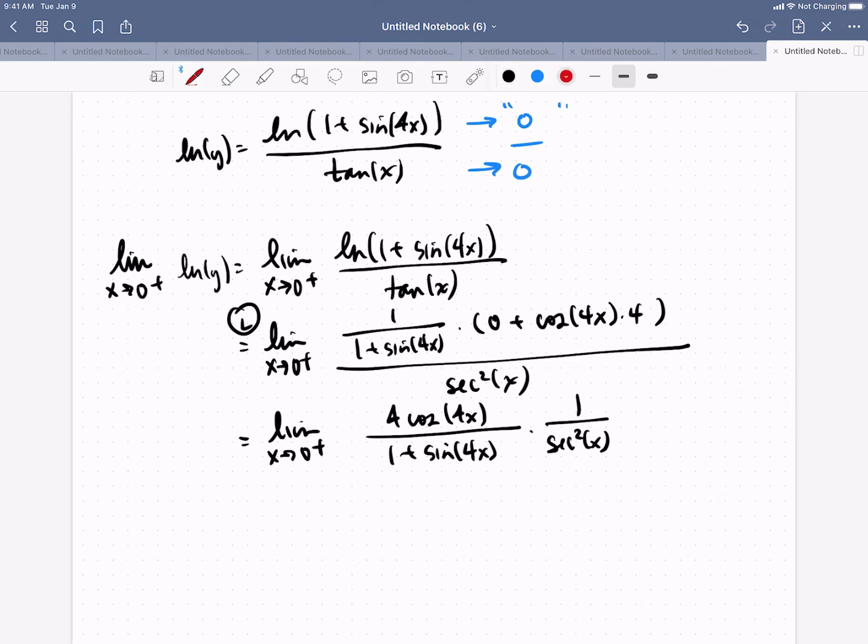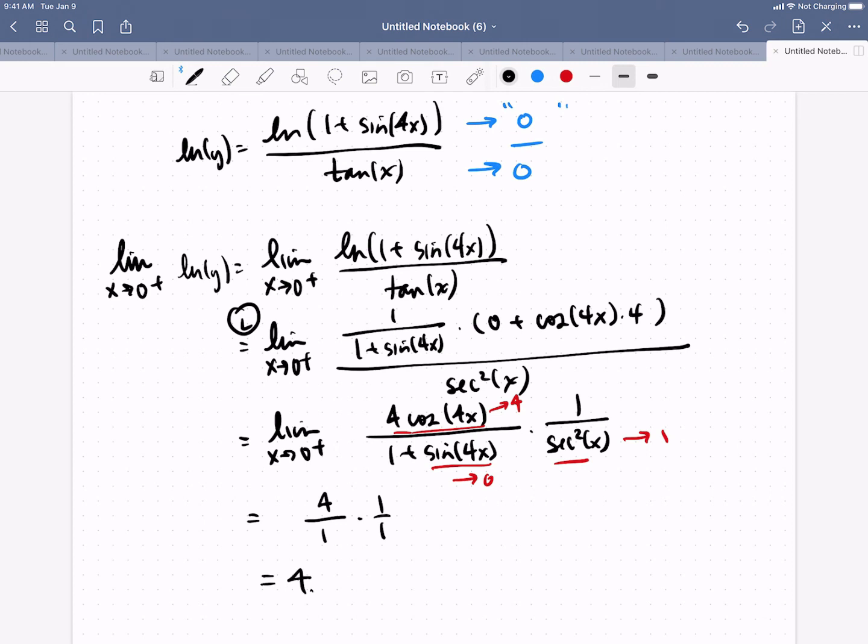So where are these things going? Secant squared: secant is 1 over cosine. As x goes to 0 from above, cosine goes to 1. So secant is going to 1, so secant squared is going to 1. Cosine 4x, as x goes to 0, is going to 1. So this numerator here is going to 4. And sine 4x, as x goes to 0 from above, is going to 0. So our limit here equals 4 over 1 times 1 over 1, which is 4.